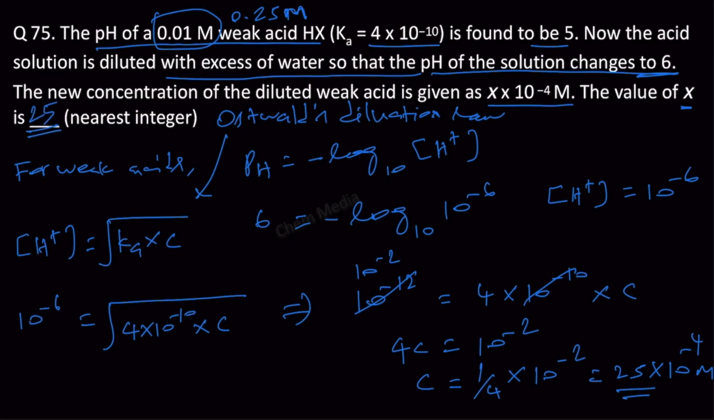So as I mentioned, it would have been nice if the question had mentioned the value of the weak acid initially as 0.25 molar, but it is given as 0.01 molar. That may cause slight confusion. But what we need to understand is that when we dilute a weak acid, the degree of dissociation of the weak electrolyte increases. That's all we need to worry about. So therefore 25 is the correct answer here.